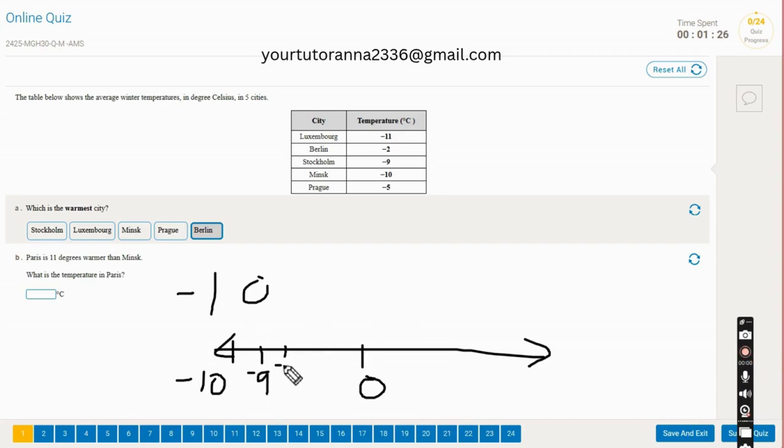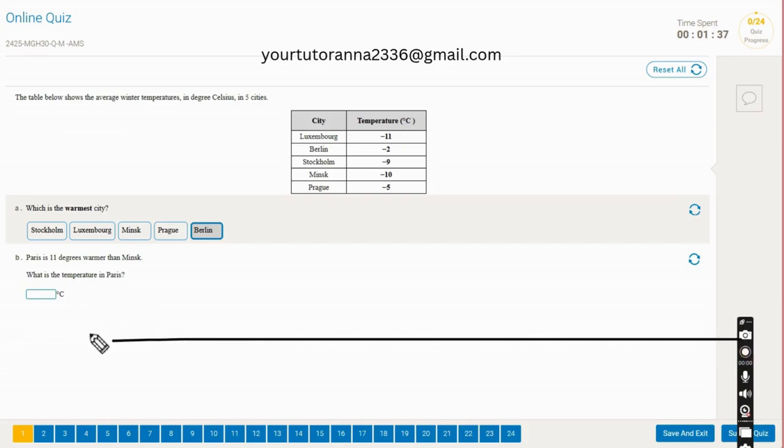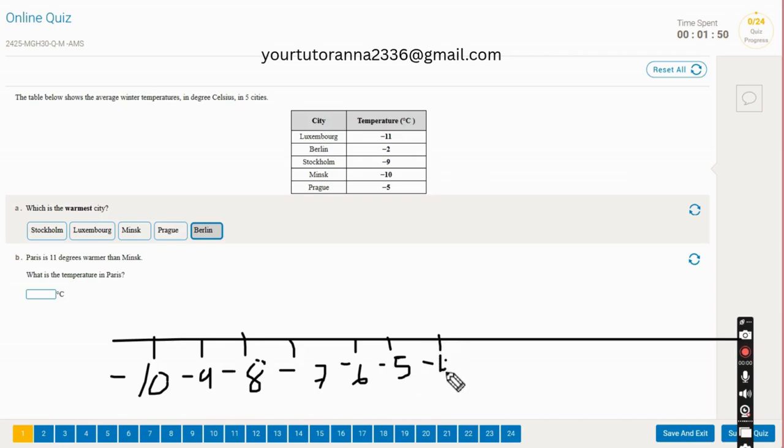So -10, -9, -8. I made the number line small. -7, -6. It's not going to fit. One minute, let me remove this. Let's just make a long line. So -10, -9, -8, -7, -6, -5, -4, -3, -2, -1. Write as many as you can, mostly till you reach the positive numbers. 0, 1, 2, and 3.